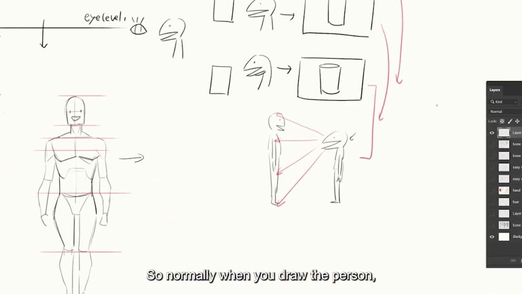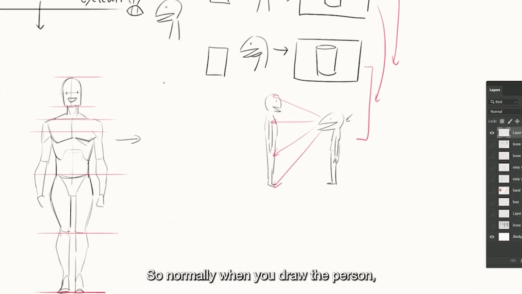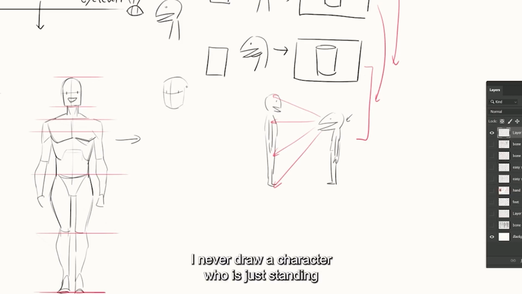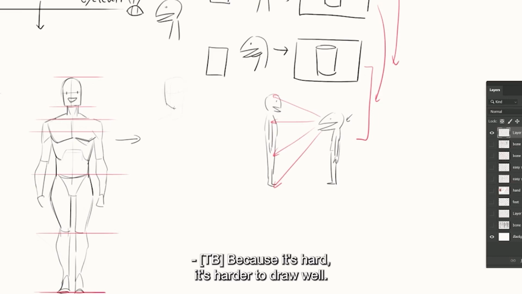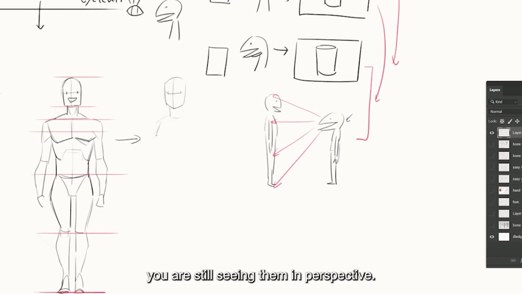So normally when you draw a person, and personally this is my tip, I never draw a character who is just standing straight. Because it's harder to draw well. Even if they're just statically standing in front of you, you are still seeing them in perspective.